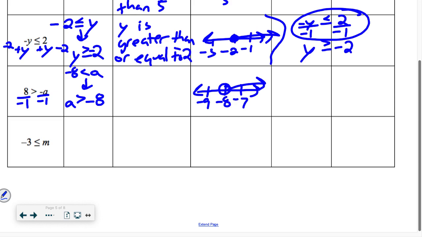As for my last one, I do not have to worry about negative signs, but again, I'm going to rewrite it so that m is the first thing I read. When I read it from left to right, it says negative 3 is less than or equal to m. When I go right to left, that is m is greater than or equal to negative 3. So here's my number line with a negative 3. You got negative 2, negative 4. That gets a closed circle and goes to the right.